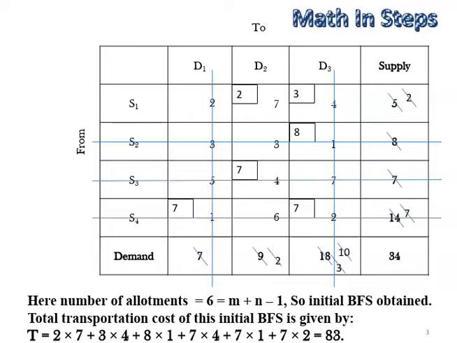Now if at this stage you want to know what is the transportation cost, then we can multiply the allotments with the corresponding cost, and then we can add the resulting products. So the cost at this particular stage is 2 into 7 plus 3 into 4 plus 8 into 1 plus 7 into 4 plus 7 into 2 plus 7 into 1, that is 83. So this is how we can find out the initial basic feasible solution by least cost method.